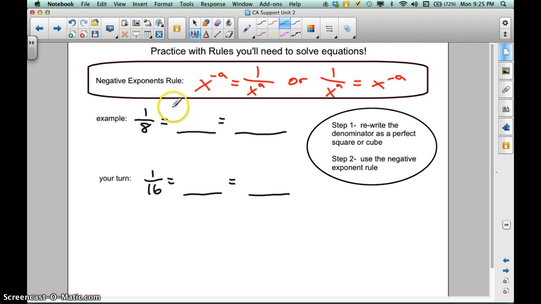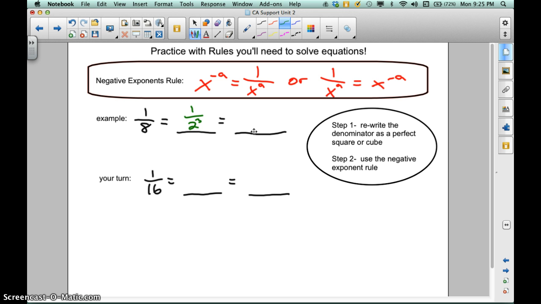For example, 1 over 8. The first step, as you see here in the steps, is to rewrite the denominator as a perfect square or cube. So you look at the denominator, which is 8. And I know that 8 is a perfect cube. 8 could be written as 2 cubed, or 2 to the third power.